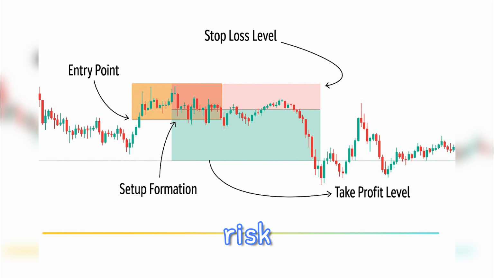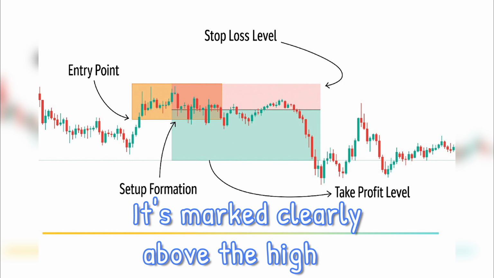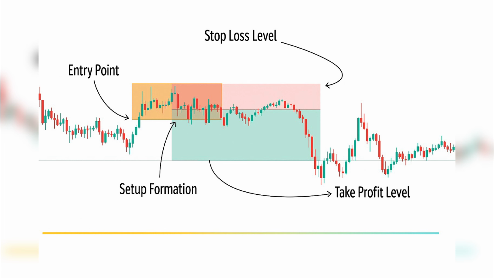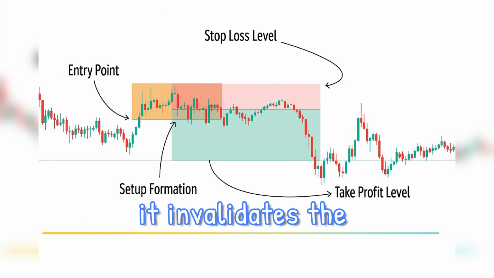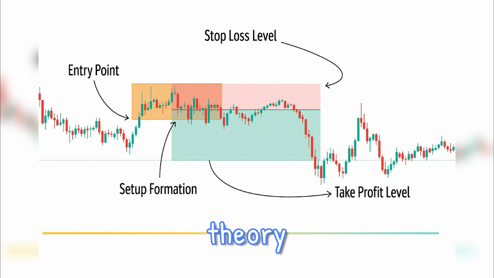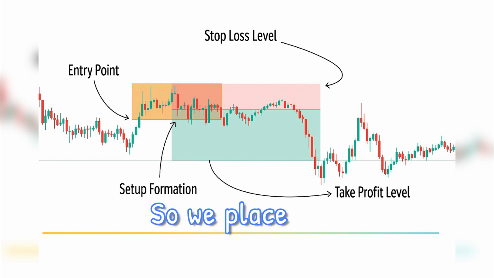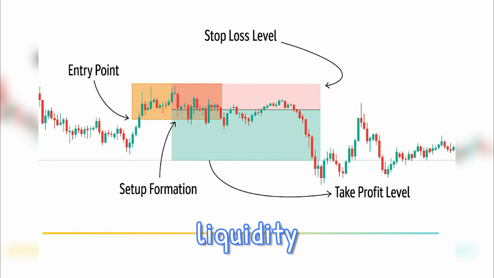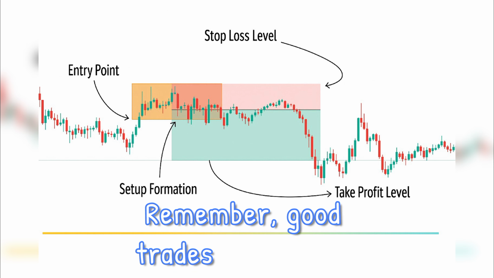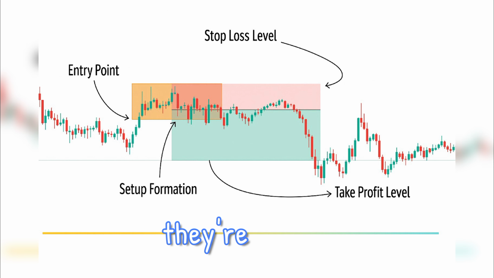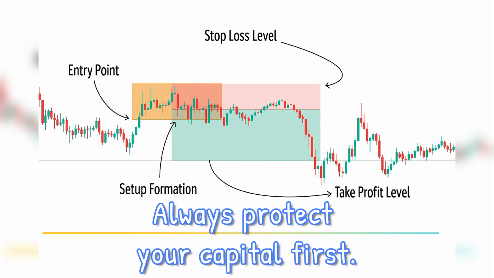Now let's talk about risk management, the stop loss level. It's marked clearly above the high of the false breakout. Why? Because if price comes back above that level, it invalidates the setup. The manipulation theory fails. So we place the stop just above the liquidity grab wick. This gives the trade room to breathe while keeping risk minimal. Remember, good trades aren't just about entries, they're about controlled losses. Always protect your capital first.